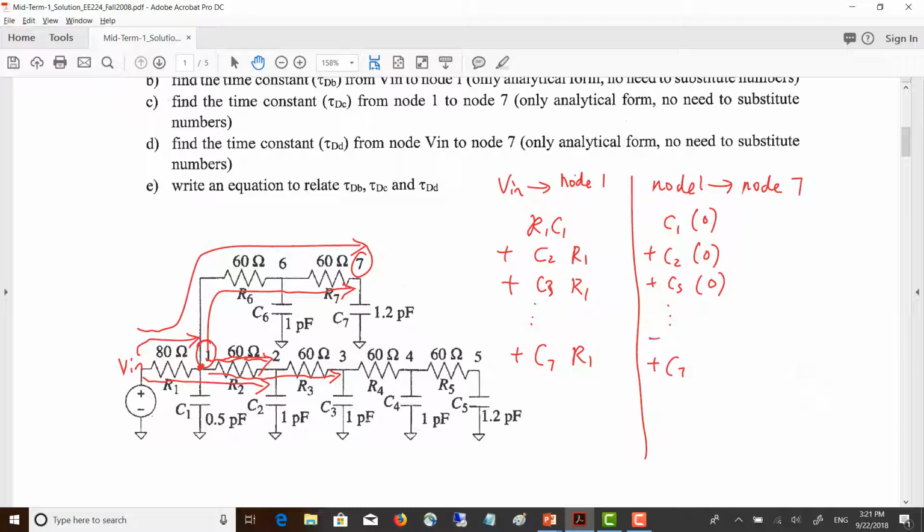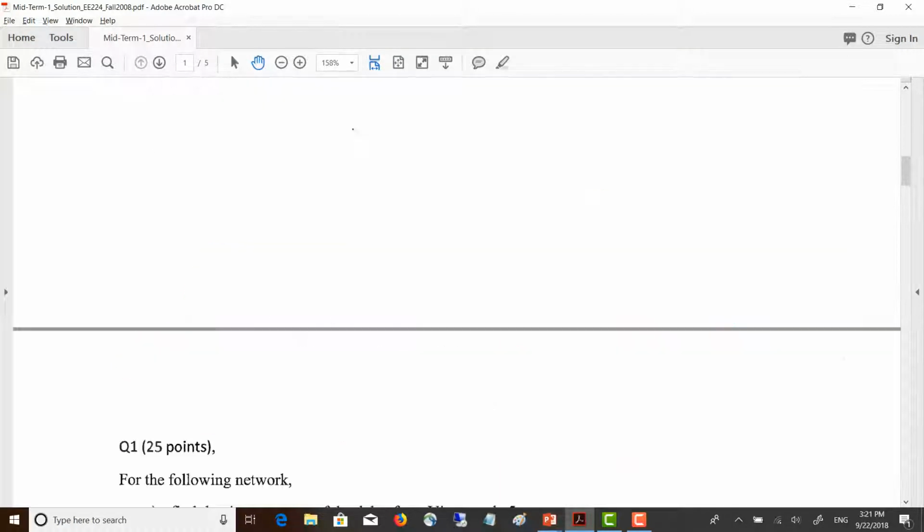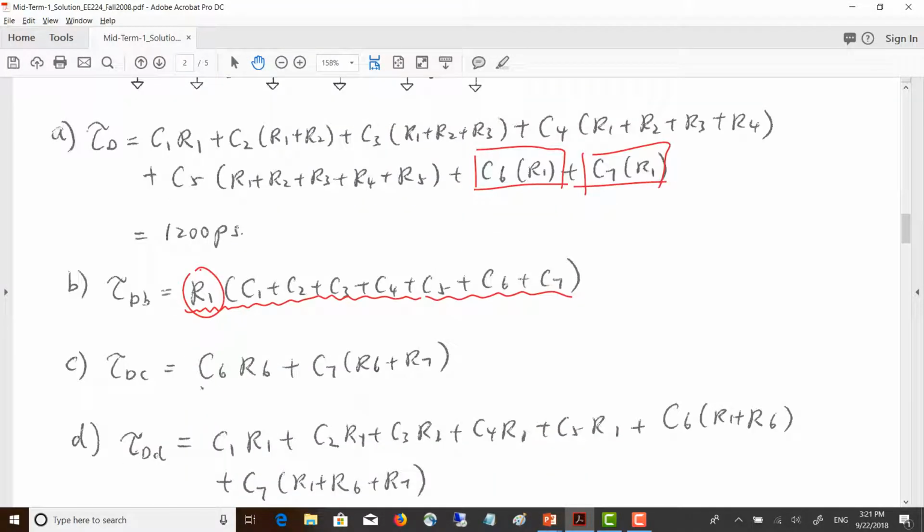And eventually you see that only C6 has a shared resistor. C6 shares R6 with C7. And for C7 itself, it is R6 plus R7. So as a result, the Elmore delay constant is C6 R6 plus C7 times (R6 plus R7). And this is what we got here. So this is a little bit tricky, but the rule is the same.